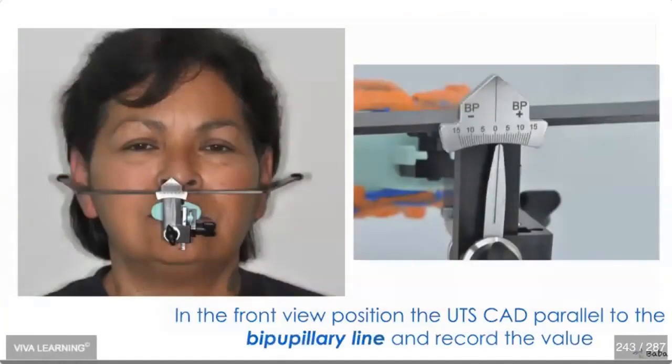Then what you do is you do the pupillometer reading. Now, the bipupillary line, you're going to put that parallel to a line that goes between the two pupils, and you're going to measure that. So that's the first number that the software wants.